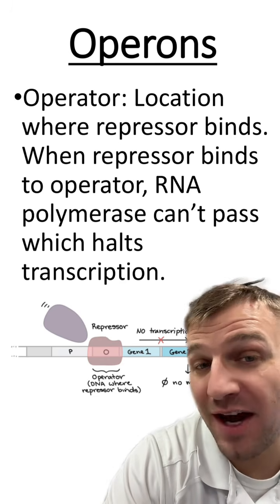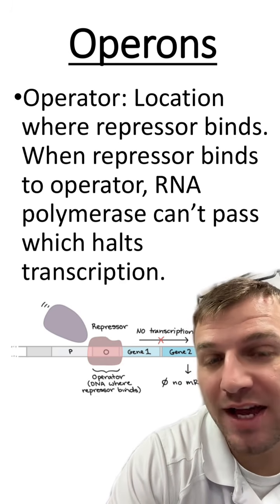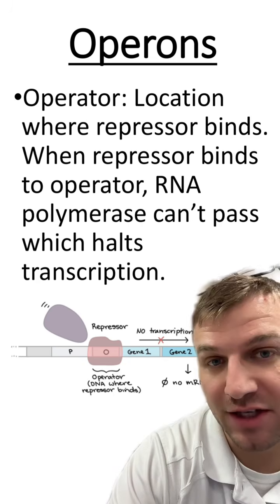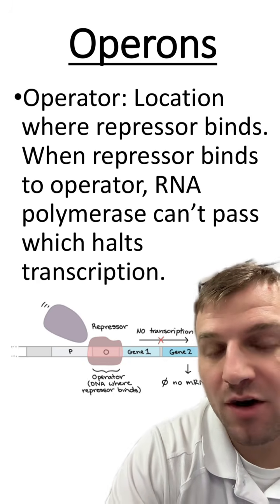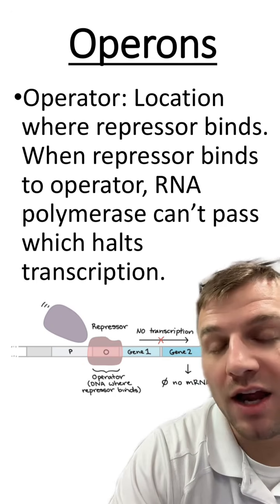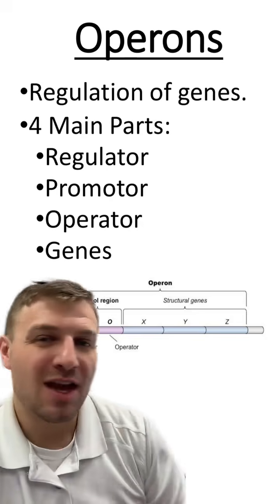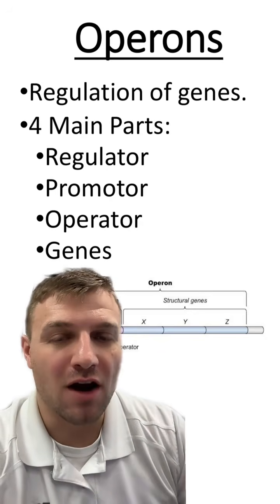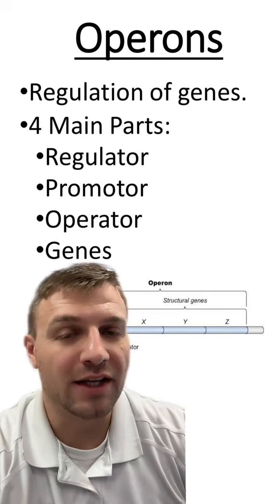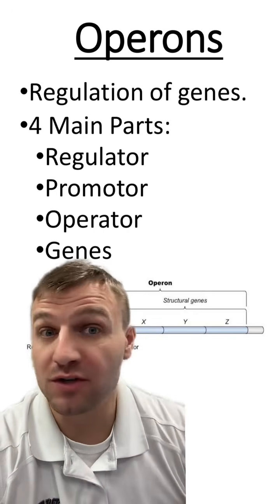Whenever the repressor binds the operator, it's not going to allow RNA polymerase to transcribe the genes. It will either not allow RNA polymerase to bind or will not allow RNA polymerase past the operator sequence to the genes. But all of these parts are a part of the operon, which help prokaryotes regulate gene expression or protein synthesis.